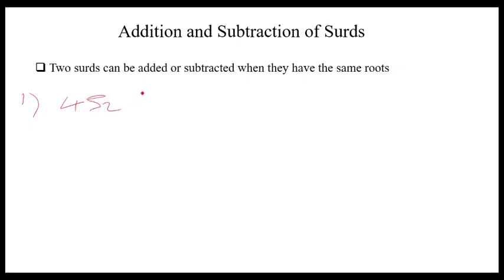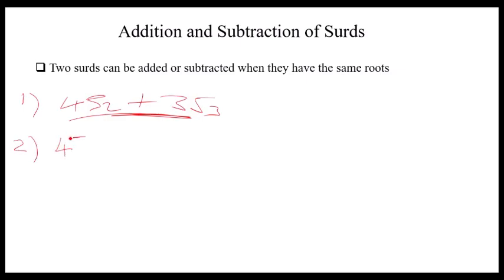4 root 2 plus 3 root 3. For this, we can't do addition or subtraction. We can't add them together. So we can neither do addition nor subtraction for this. So let's take a real example.